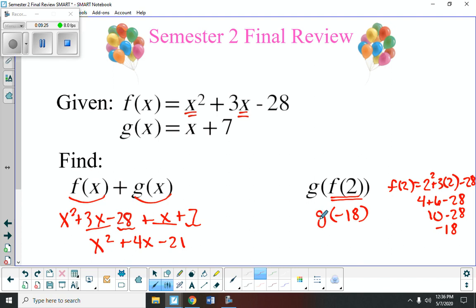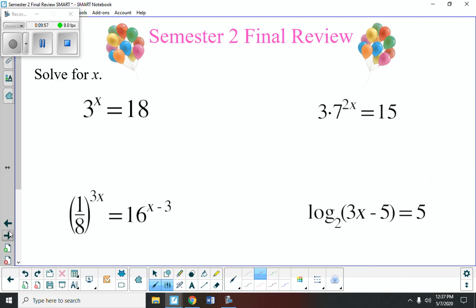So g of negative 18. And then what we're going to do is substitute negative 18 in for x. So we would have negative 18 plus 7 is a negative 11. So in the g function, g of negative 18, you have a negative 18 right here, plus 7, and that gives you negative 11.